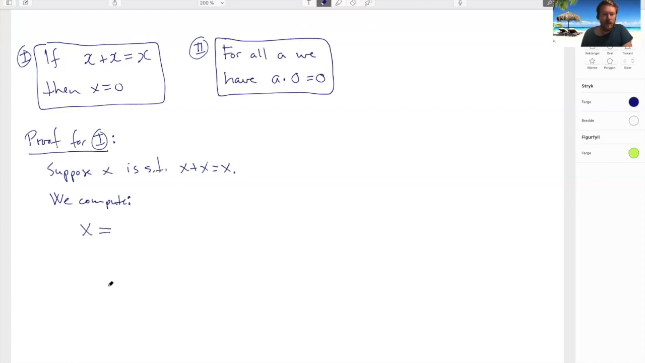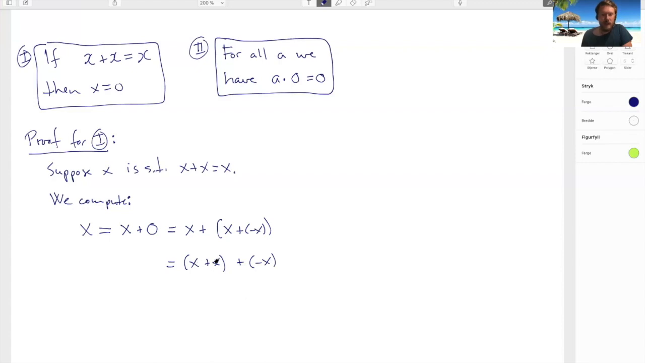So x, who is x? Well, let's get 0 into play. So let's put plus 0 here. And what can we say about 0? Well, 0 is x plus minus x. So this is a fancy way of writing 0. Now we can move the parentheses around. That's an axiom. So I'm doing this first and then this.